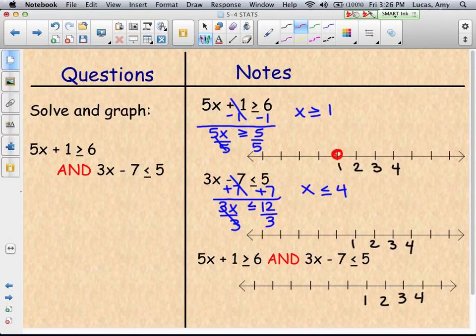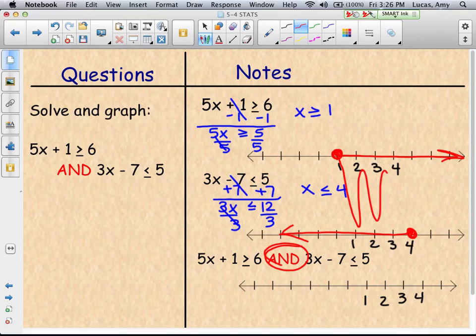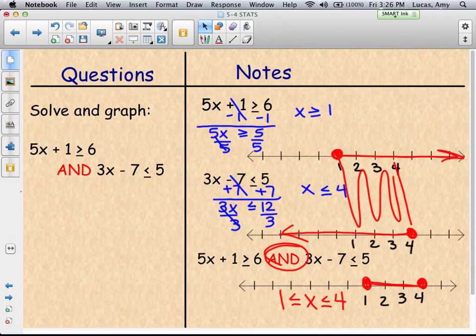Greater than or equal to 1, and less than or equal to 4. If a number has to fit both of the requirements, because we've got the word "and" as our connecting word for our compound inequality, I'm looking for where they overlap. So they overlap starting at the 1, ending at the 4. So it's an interval from 1 to 4. Both of my circles are closed, so both of my symbols are less than or equal to. So 1 is less than or equal to x, which is less than or equal to 4.